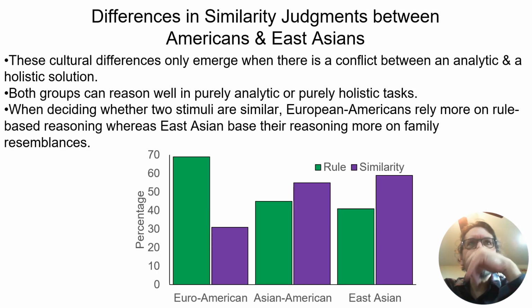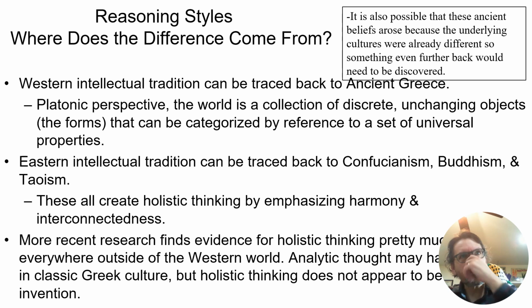So these cultural differences are pretty clear. As you can see in this graph, Euro Americans clearly use rule-based reasoning. East Asians, on the far right side, are much more likely to use holistic or similarity reasoning, whereas Asian Americans fall somewhere in the middle between the two. And so where does it come from?